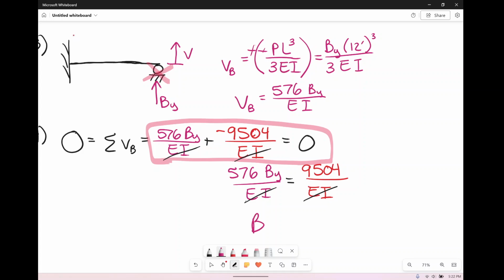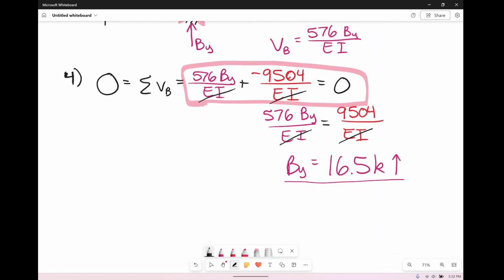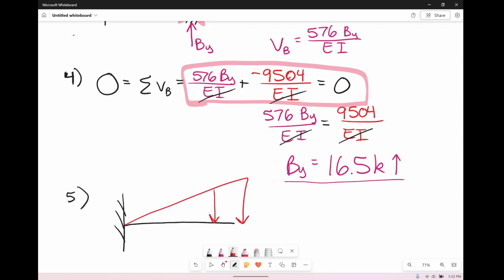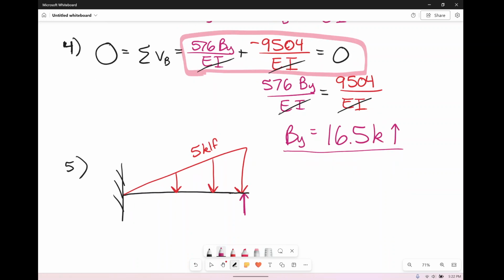And then if we want to find By, it is simply 9,504 divided by 576, which is 16.5 kips. And it is in the direction we assumed, which is going up, obviously, to resist that downward force. So now that I've found By, all I have to do is go back in step 5 to my original picture. We have our 5 kips per linear foot on our linearly distributed load here. And By, ta-da, here he is, 16.5 kips. And we did say that was 12 feet.